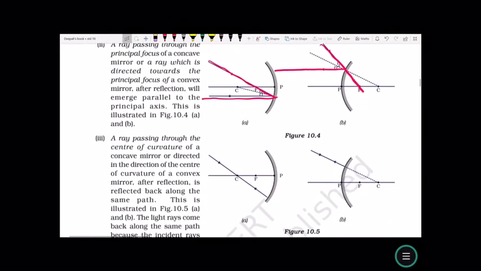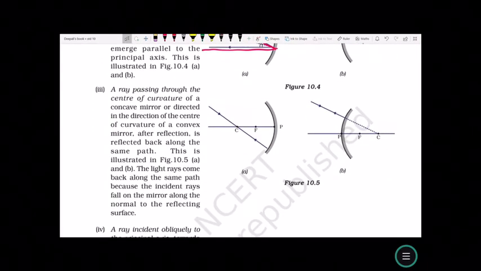A ray passing through the center of curvature will pass back on the same path, that is, a ray passing through the center of curvature of a concave mirror or directed in the direction of the center of curvature of the convex mirror after reflection is reflected back along the same path. This is illustrated in figure 10.5, A and B. The light rays come back along the same path because the incident ray falls on the mirror along the normal of the reflecting surface. So, it is going this way through C. Incident and reflected rays are coinciding rays. You can see the arrows showing incident ray and reflected ray.